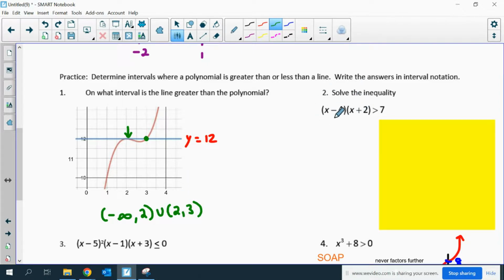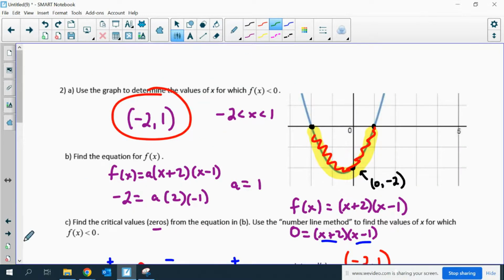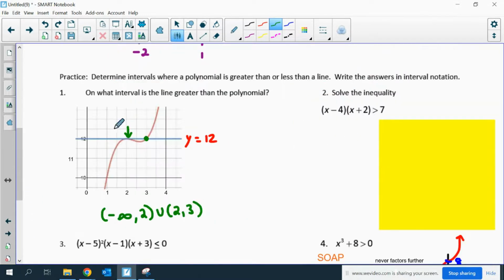Problem 2, something that's tempting, we have to remember that the zero product property only works when the function is equal to 0. So it might be tempting for us to think that if we do x equals 4 and x equals negative 2, we might be able to put those as critical points on a number line. However, those numbers will not make anything equal to 7. Therefore, that's not going to help us very much.